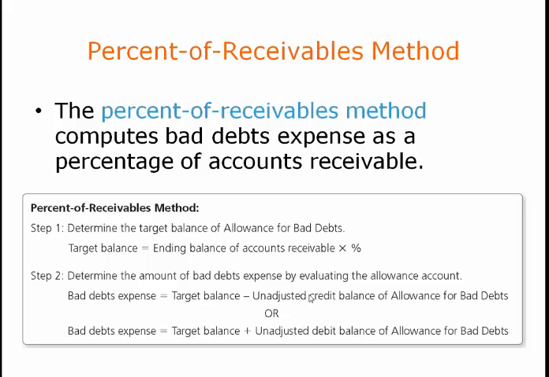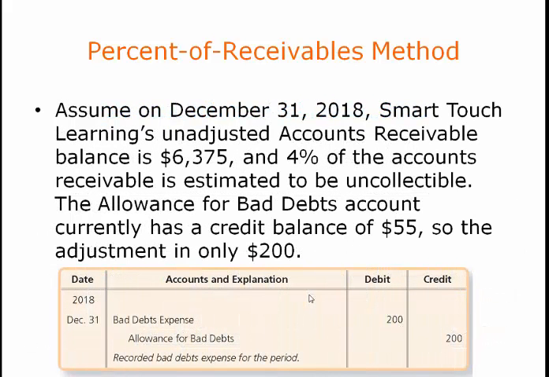And as opposed to reading through the list, let's look at some numbers. So here's the first one. It says that Smart Touch Learning's unadjusted accounts receivable balance is $6,375, and 4% of the accounts is estimated to be uncollectible. So you're going to take 4% times 63.75, which is actually going to get you $255. But we already have a credit, it tells us, in the allowance for bad debt account of 55. So I only need to debit bad debt expense for 200 and credit allowance for bad debts for 200.